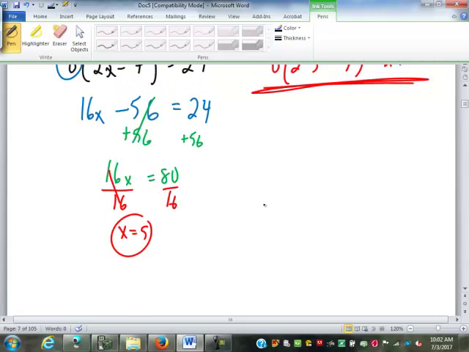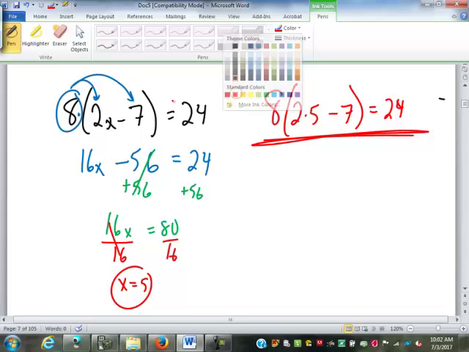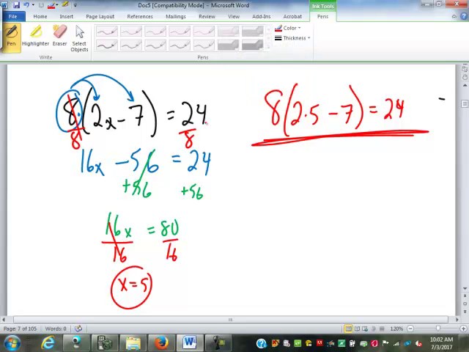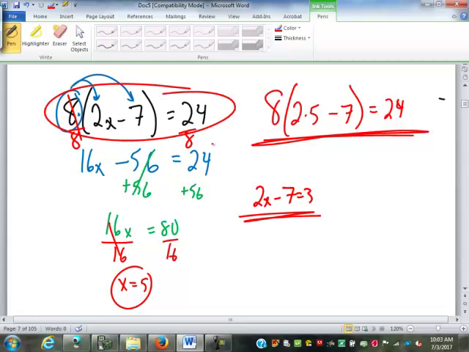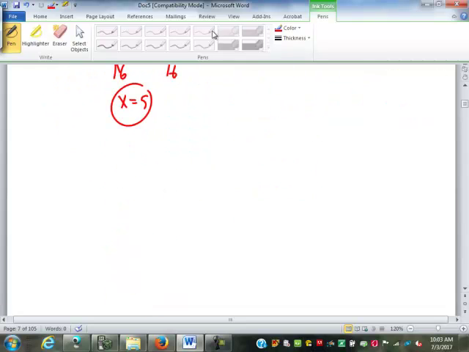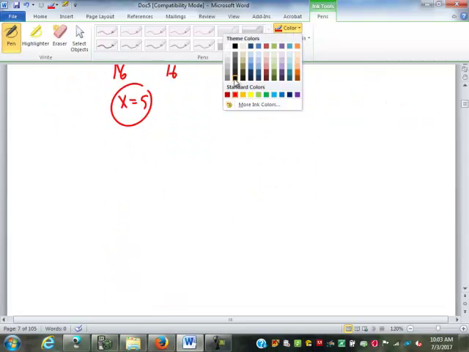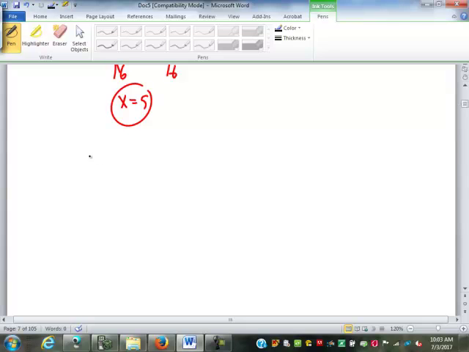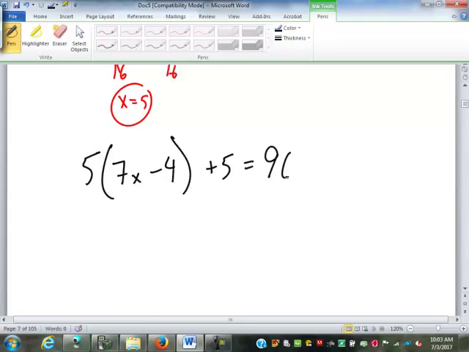Now, some people have asked, why can't I just divide out the 8 here and get 2x minus 7 equals 3? In this equation, that would work, but the reason I don't show you that is it doesn't always work. Because I might give you an equation like this. I can't divide this by 5. It does work, but I have to be very, very careful.